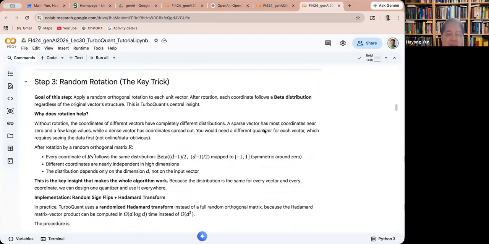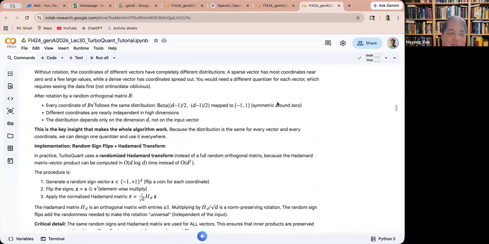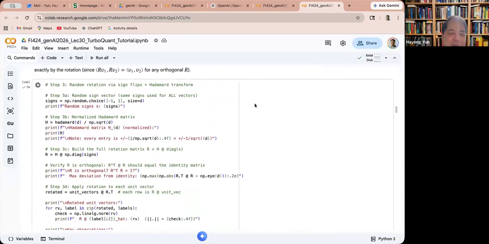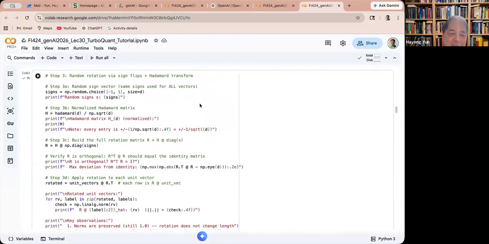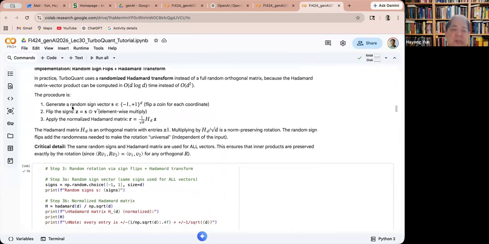So now the random rotation. Each coordinate after random rotation follows a beta distribution. What do you mean by this? There's a lot of algebra here, but we have the Hadamard matrix multiplied with a random sign vector. Here is the procedure: generate a random sign vector, -1 or +1 for each dimension, basically flipping a coin. Then flip the signs by multiplying this s vector with the unit vector element-wise, and then apply the normalized Hadamard matrix. R is H times D_s here.